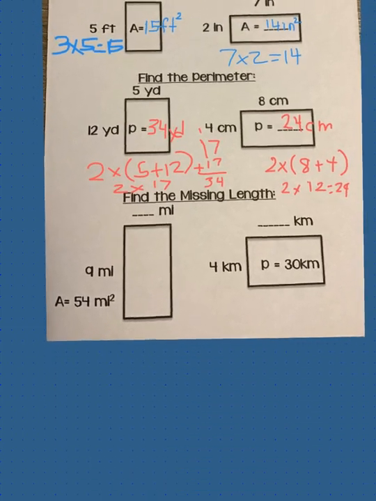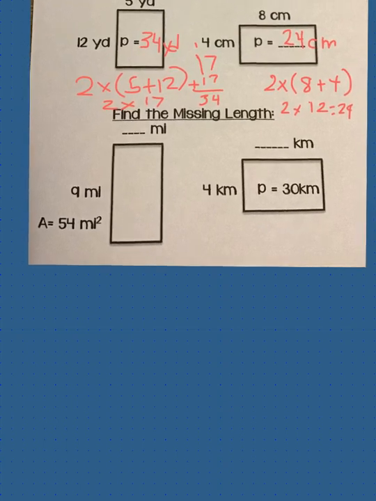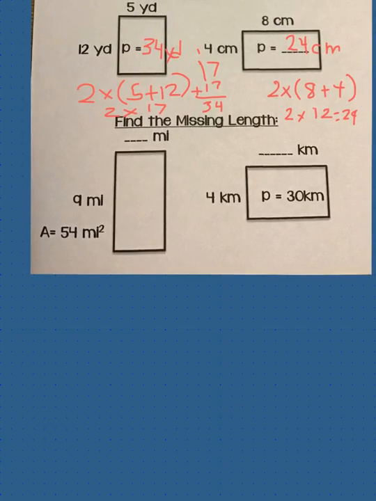All right, last but not least, I'm going to actually give myself some space off the paper. If you need to write on your notebook, that works too, because I want to find the missing length. Sometimes we know one side, we know the width, but we don't know the length, or maybe we know the length but not the width, and then we know the area or the perimeter. So now we have to work backwards.